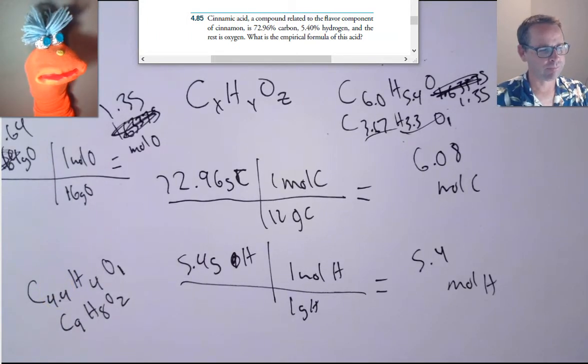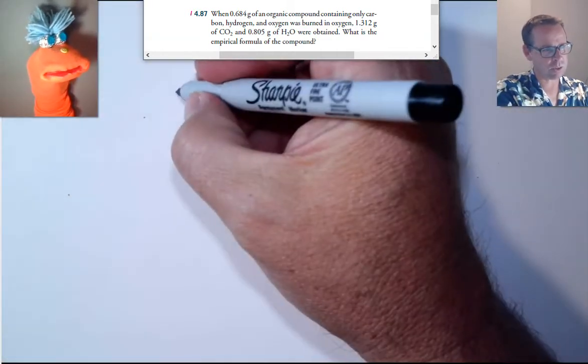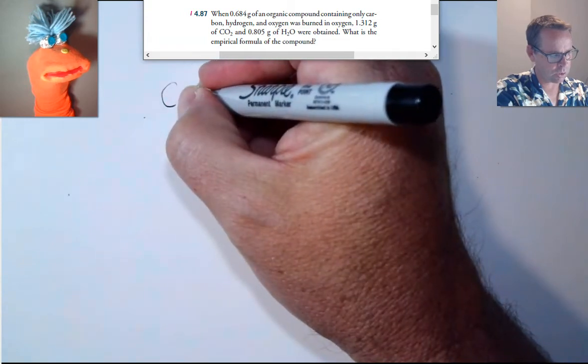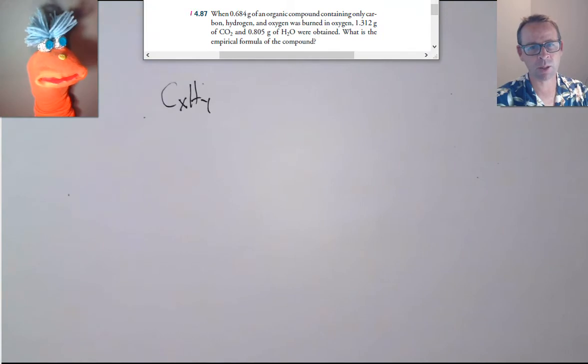Okay, good. Okay, problem 487. We got an organic compound that contains only carbon, hydrogen, and oxygen. But this time, they haven't given us percent carbon, percent hydrogen, percent oxygen. What they told us was that they combusted it. Do you remember what combustion is? Is that reacting with oxygen? Very good. It's a fancy term for reacting with oxygen. And usually, you're talking about an organic compound.